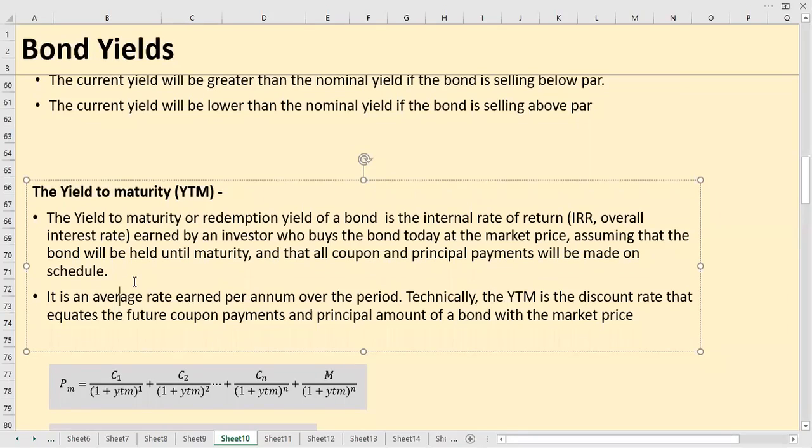Now this is how you explain yield to maturity. Imagine that you buy a bond today, and it has a maturity period of 5 years. If you buy the bond at the market price today and keep that bond up to 5 years, and you receive all the coupon payments up to 5 years, and at the end of the 5 years you also receive the face value of the bond, what would be your average return per year? That is actually the yield to maturity.